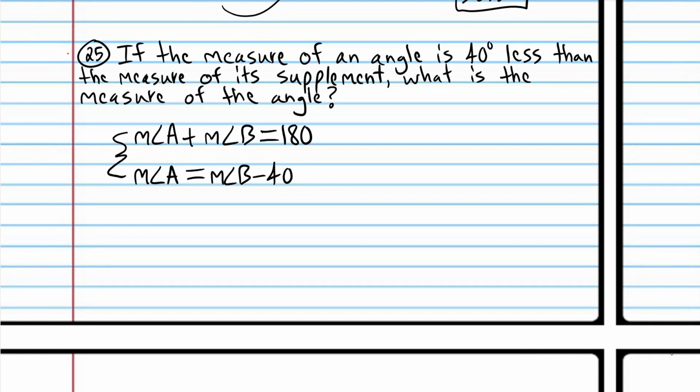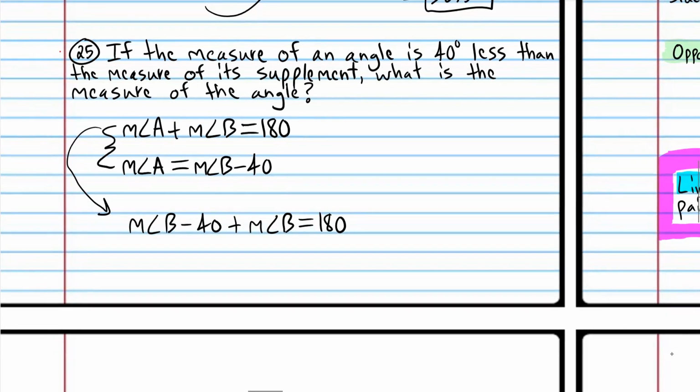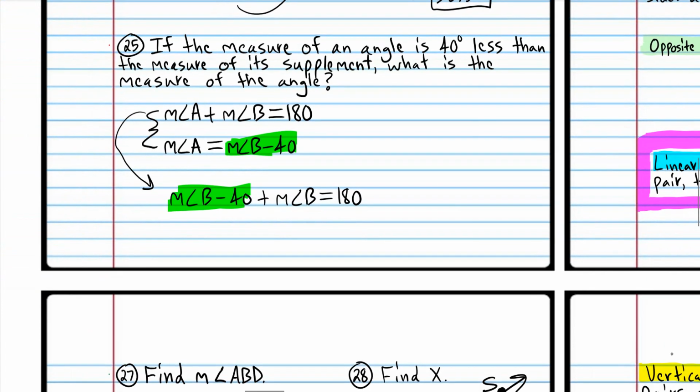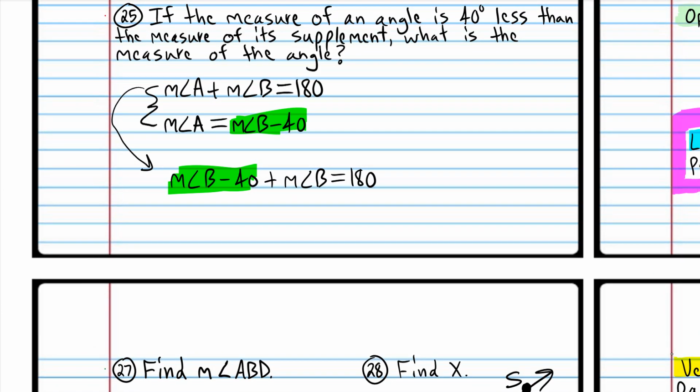is we're going to take this top equation and rewrite it. But instead of measure of angle A, I'm going to plug in what the bottom equation tells us measure of angle A is equal to. So I took this here and plugged it in there. Now we're just going to simplify that equation. Measure of angle B plus measure of angle B is 2 times measure of angle B.